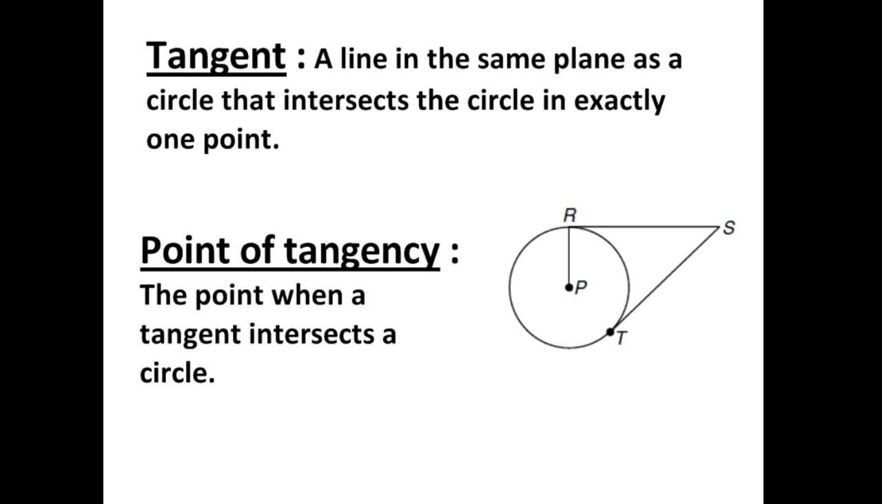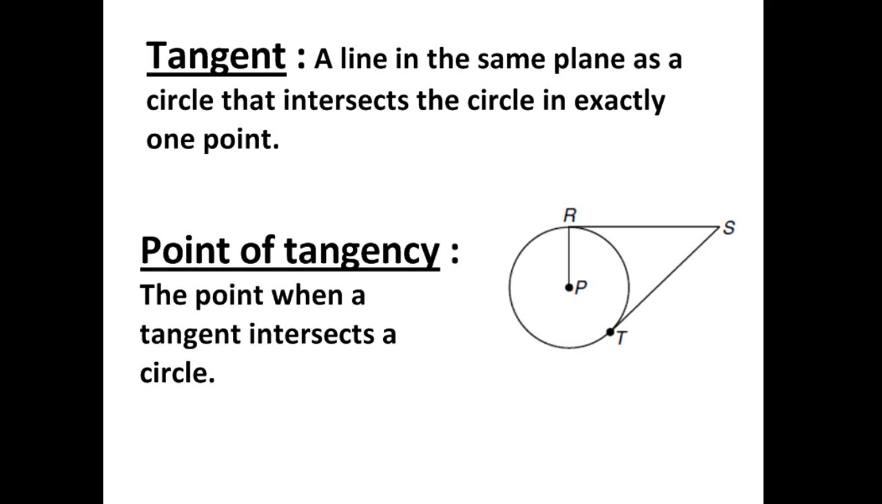By the end of this video, you should be able to tell me what a tangent is and describe some of the properties of tangents. A tangent is a line that is in the same plane as a circle and intersects the circle just one time. So I have a picture drawn in here with a couple of tangents on it.